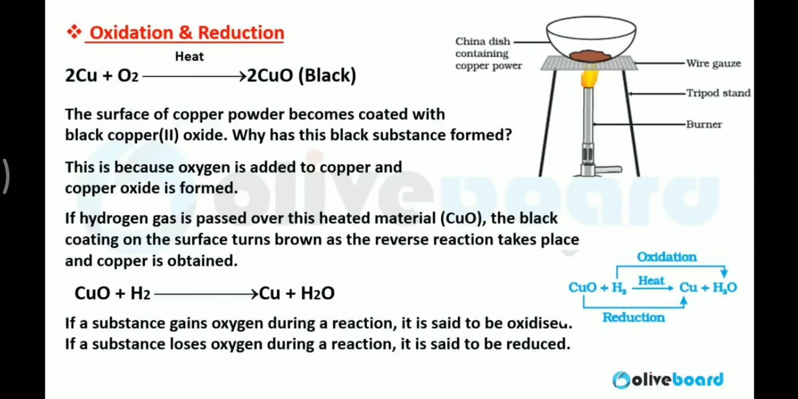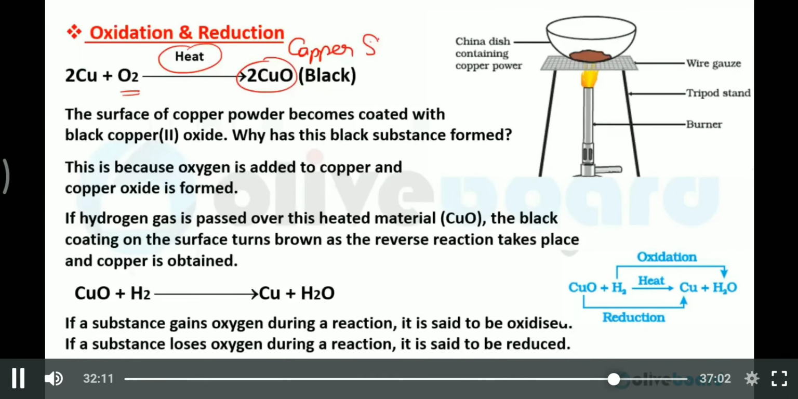to this copper powder. Now whenever we are heating something, oxygen is already there in the china dish, because oxygen is always present in our atmosphere. So what will happen when you heat this china dish? Two atoms of copper will combine with one molecule of oxygen, that is O2, and they will form copper oxide, a black substance, copper oxide.